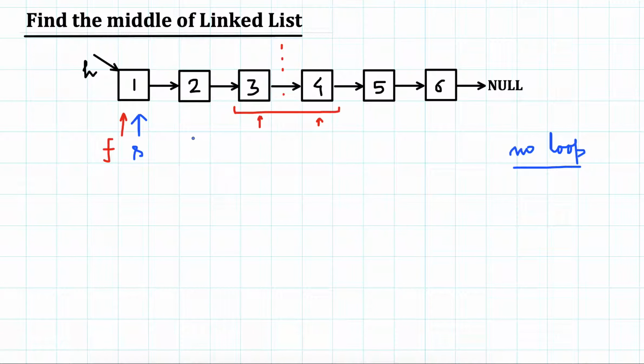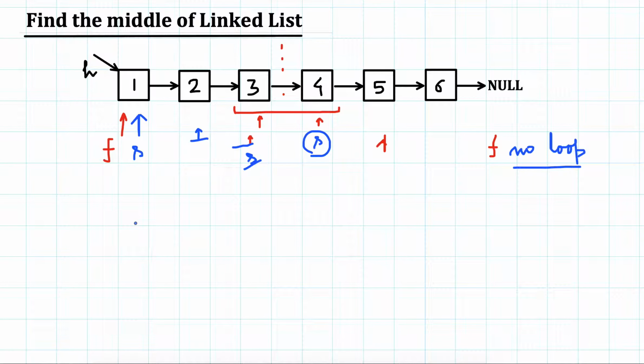After the next step, slow will be here and fast will be here. Then in the next step, fast will be here and slow will be here. Then fast will become null. Sorry, in the second step slow will be here, and then finally slow will come here when fast becomes null. So it will print 4.